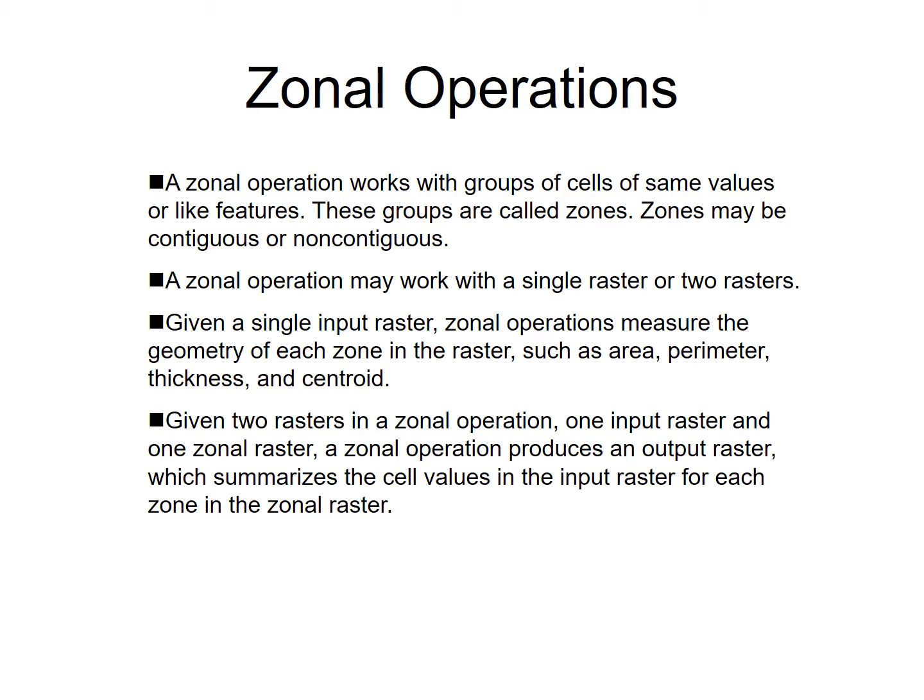If you have 2 rasters in a zonal operation, one input raster and one zonal raster, the zonal operation produces an output raster which summarizes cell values in the input for the zones identified in the second one.